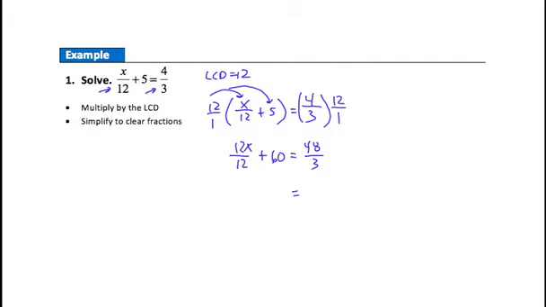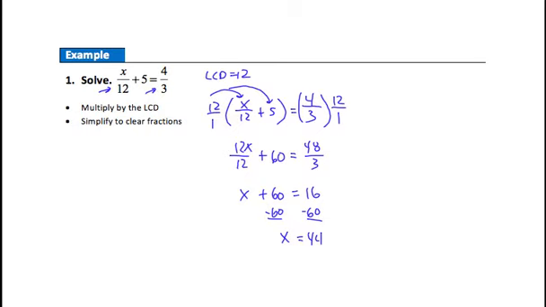Now I'm going to simplify each of these fractions, and as I simplify them, the fractions are going to drop out entirely. 12x over 12, well, that's just x. So on the left side, I'm left with x plus 60. 48 over 3, if I divide 48 by 3, I'm going to get 16. Notice now all the fractions are gone, and I'm left with one simple step to solve this equation. So I'd subtract 60 on each side. When I do that subtraction, I'll see that x is equal to 44.